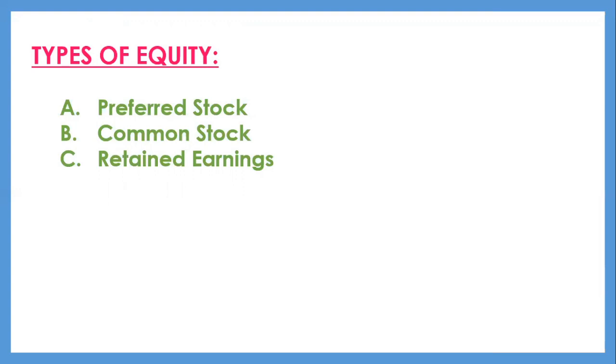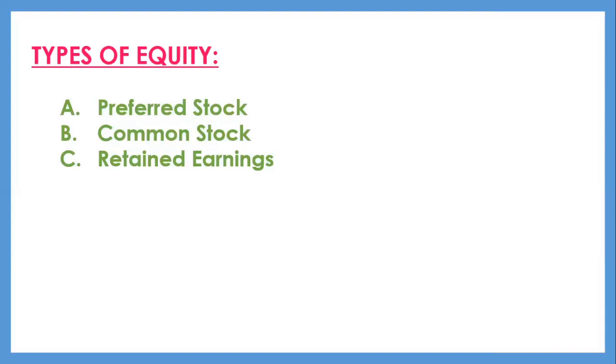And if we say retained earnings, these are the earnings that are decided to be retained by the company for expansion purposes in the future. Okay, so these are the types of equity.